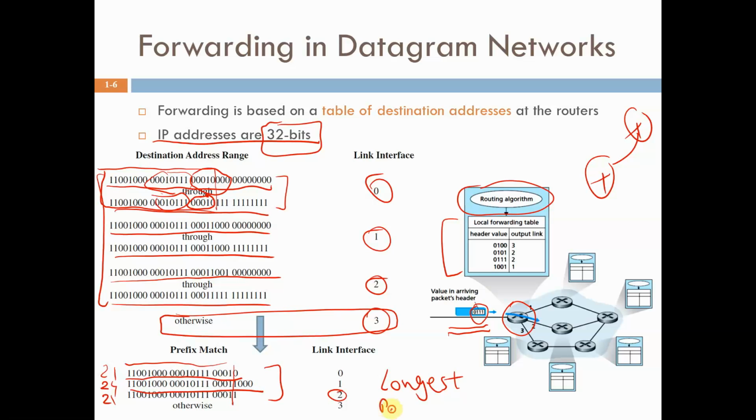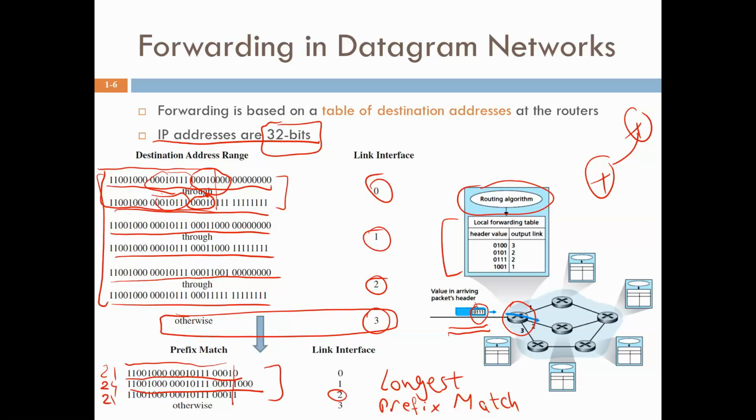Longest prefix match. Meaning that when a router receives a packet, it will use the entry in the forwarding table that best matches the destination IP address. And the one that best matches the destination IP address is the one that matches with the largest number of bits in the entry in the forwarding table.